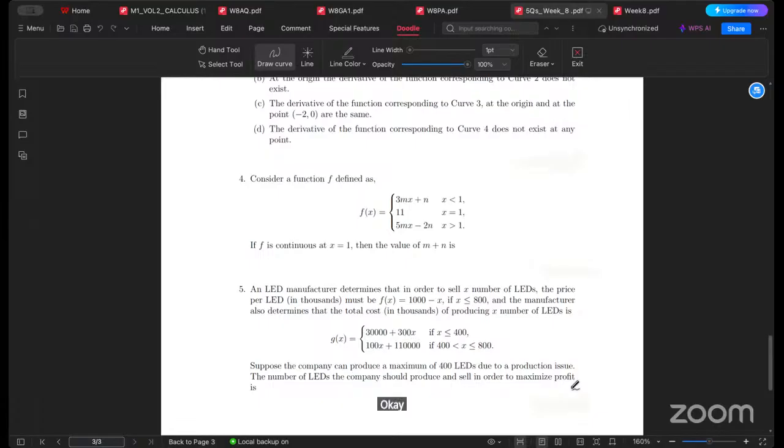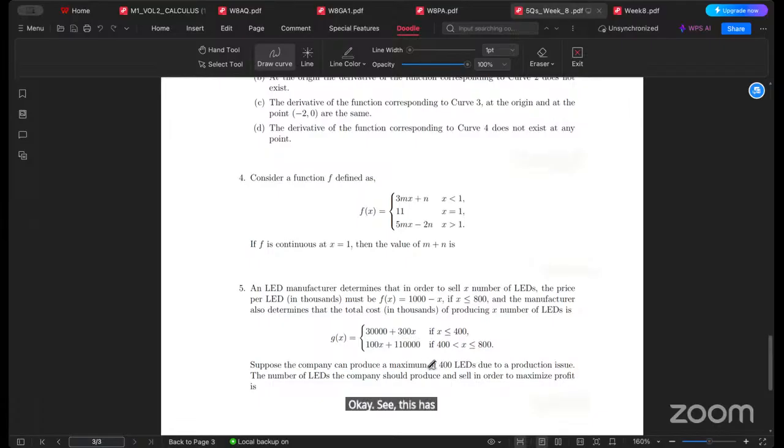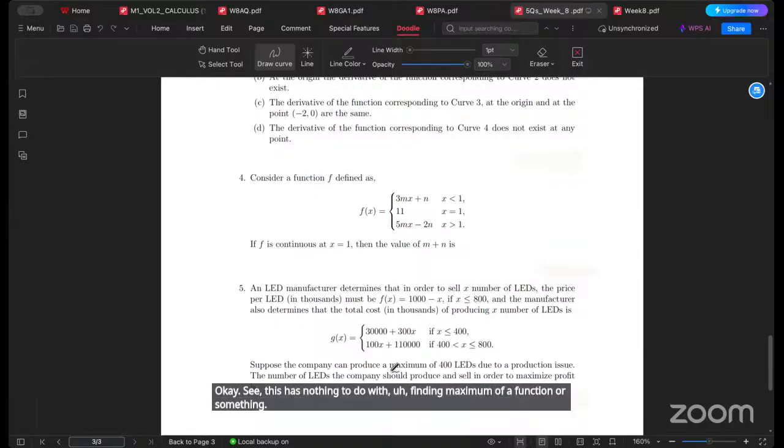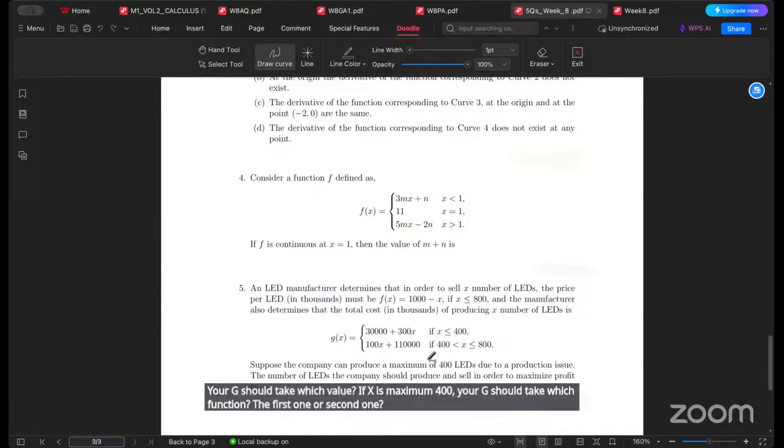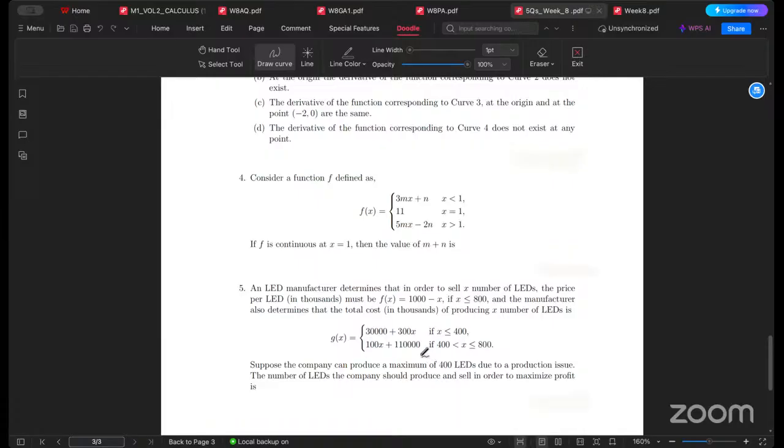See, this has nothing to do with finding the maximum of a function. Here they are saying your x can be maximum 400. So your g should take which value? If x is maximum 400, which function should g take? The first one or the second one? First one. That's all. Maximum has nothing to do with the maximum of a function here.